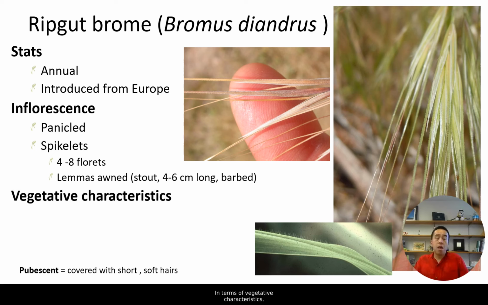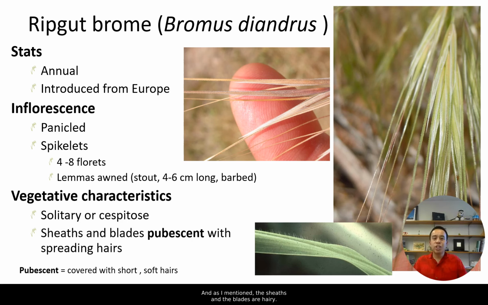In terms of vegetative characteristics, it typically grows solitary or cespitose. As I mentioned, the sheaths and the blades are hairy, and in this case, we call it pubescent with spreading hairs. Pubescent typically means a plant is covered with short, soft hairs. So if you've gone out before and felt a plant that's hairy but also soft at the same time, that would be considered pubescent. You'll also sometimes feel a plant that's hairy but not soft. That's not pubescent. So you need to know that term specifically.